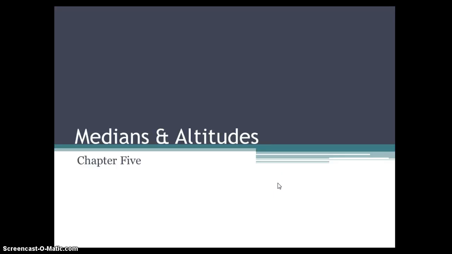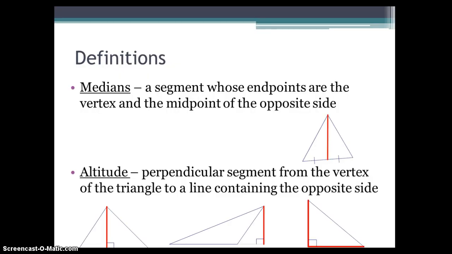Our next video of Chapter 5 is on medians and altitudes. A median is a segment whose endpoints are the vertex and the midpoint of the opposite side. So it goes to the vertex of the triangle and the midpoint of the opposite side is a median. And think median hits in the middle.